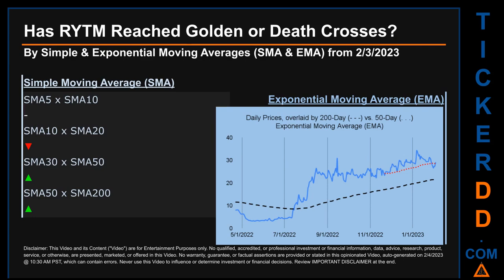Has RYTM price reached golden or death crosses? Golden cross and death cross are basic signals that compare average prices across two specified trade day ranges, a short-term versus a long-term range. For example, 5-day versus 10 trade days. Essentially, a golden cross is a bullish signal. It appears when a ticker's short-term moving average crosses above its long-term average.